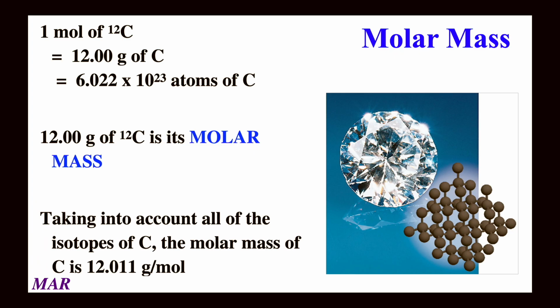Most of the time, carbon is a mixture of isotopes. There's carbon-12, a little carbon-13, and 14. So if you look on the periodic table, hint, hint, 12.011, that number down there, that is the molar mass of carbon with all the isotopes. And this is exciting because if you weigh out 12.011 grams of carbon, you're going to have 1 mole of carbon. And again, 1 mole is 6.022 times 10 to the 23rd. So the numbers here are going to be really important to us.